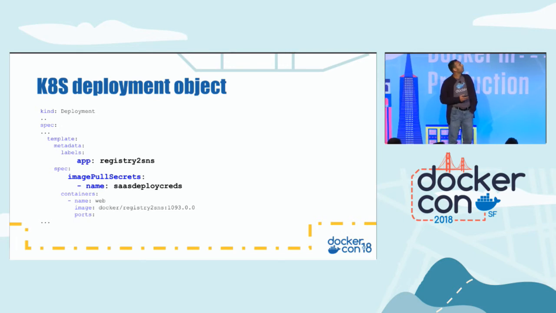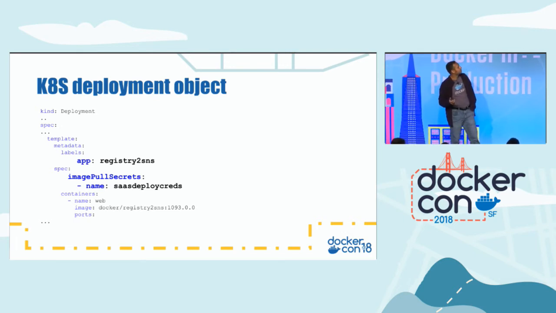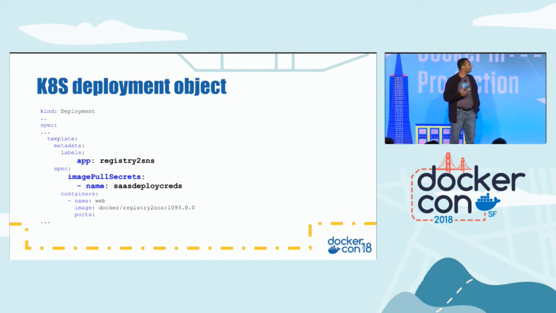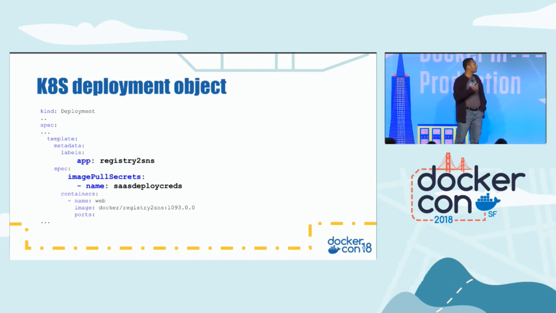This is an example of the deployment object of registry-to-SNS, which I was talking about. A Kubernetes deployment object basically describes the pods which are to be run. The description of the pods contains two things primarily: one is the metadata, and another is the pod description. The pod description is basically the container description. That is what image to run, what image to pull, what environment variables, and what port is exposed.